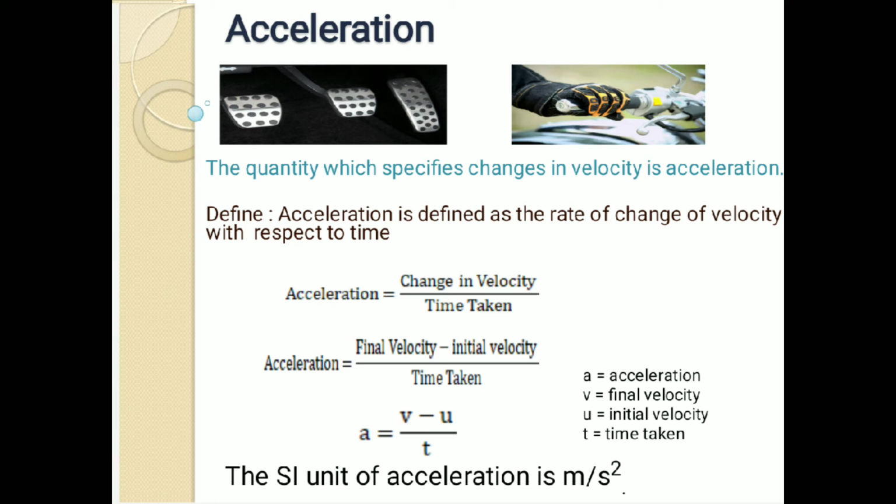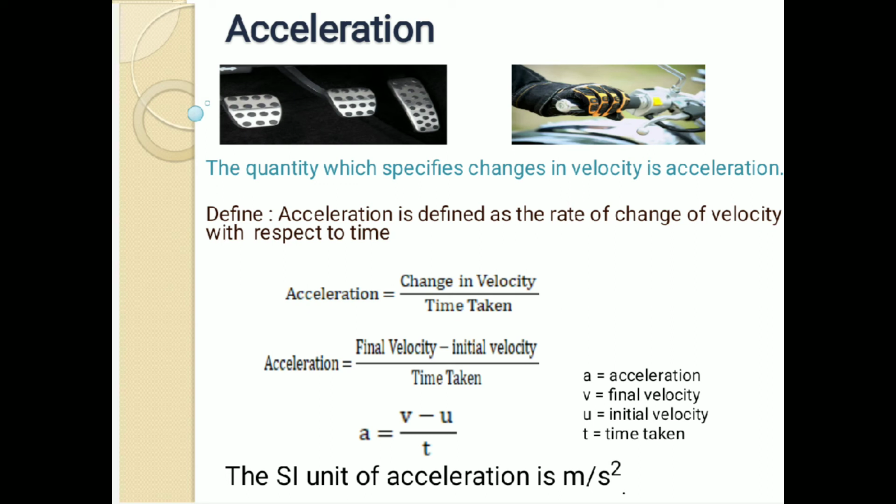Now the definition of acceleration: the quantity which specifies the change in velocity is acceleration. So acceleration is just a term. Instead of saying changing velocity, we can call it acceleration. How to define acceleration here? Acceleration is defined as the rate of change of velocity with respect to time, meaning change in velocity with respect to time. Acceleration is equal to change in velocity divided by time taken.